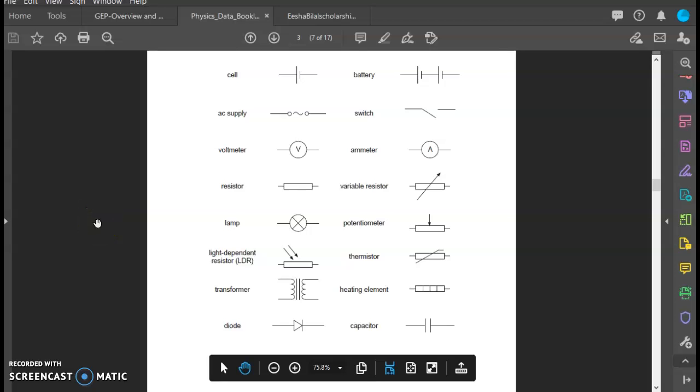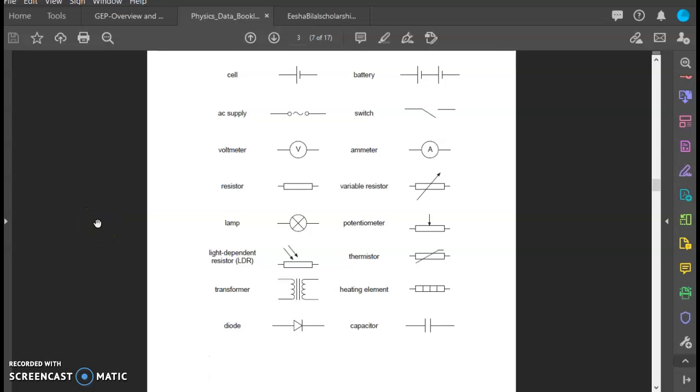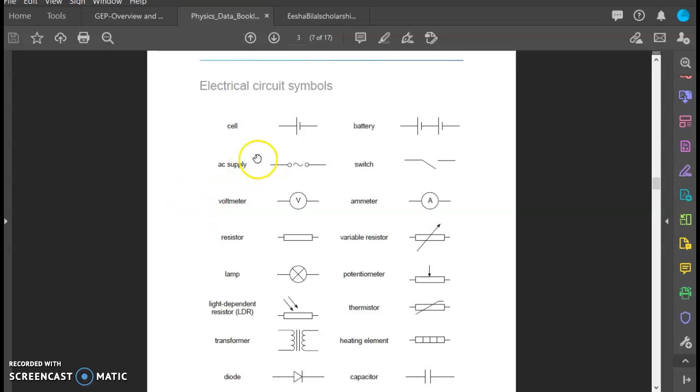For this video, we're doing a quick review of 5.2, which is circuits. So have your data booklet out, a notebook, and a calculator, and of course something to write with. Actually, you don't need the calculator.